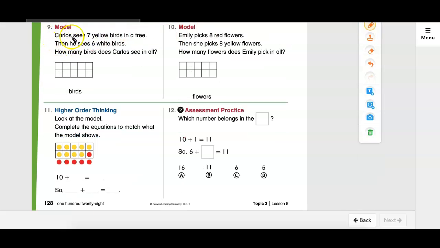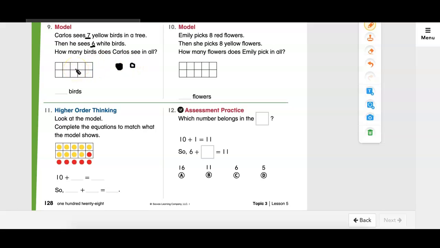Number 9 says Carlos sees 7 yellow birds in a tree. Then he sees 6 white birds. How many birds does Carlos see in all? So class, if you don't have a yellow and a white colored pencil, you again can just use your pencil like how Mrs. Collier showed you, and you can make some counters that you draw in your tens frame look like this with your pencil, of course a lot smaller, and then some you can make to look like this to show your different colors. If you don't have those colors, that is okay.